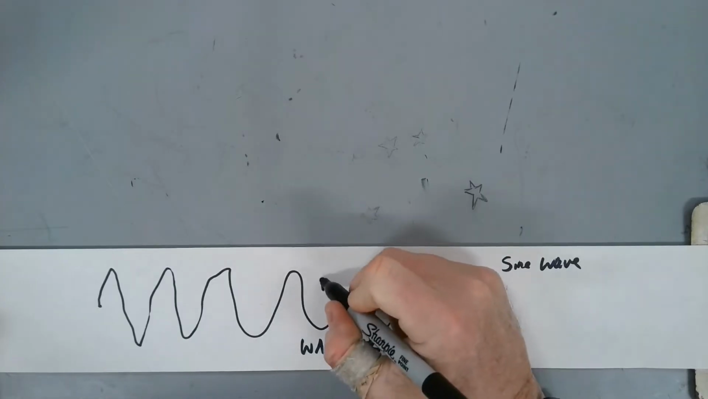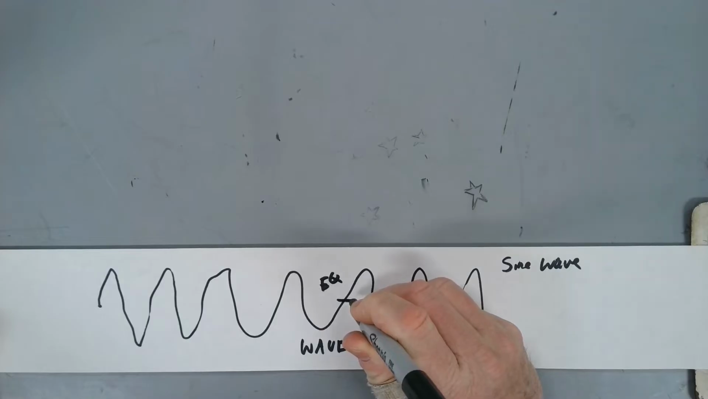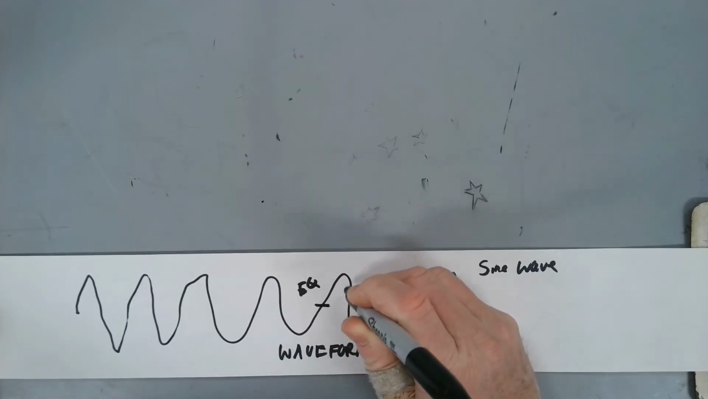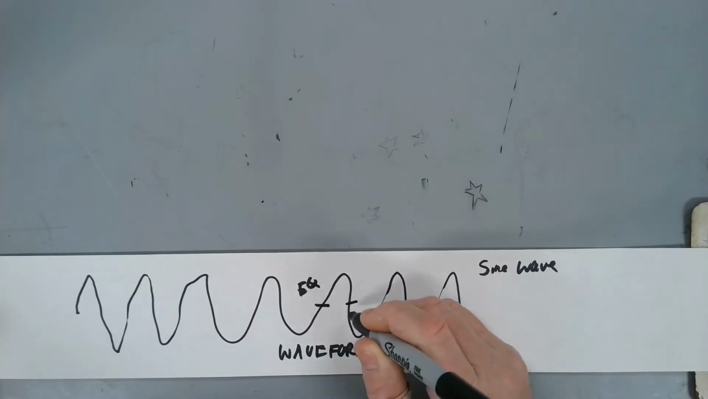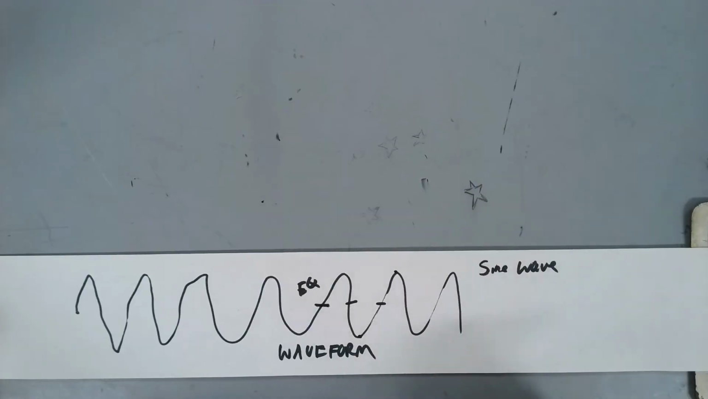Right here is my equilibrium point. That was the middle where we started. It moves up here, then came back to the equilibrium position, and then goes to this displacement. It's going back and forth.